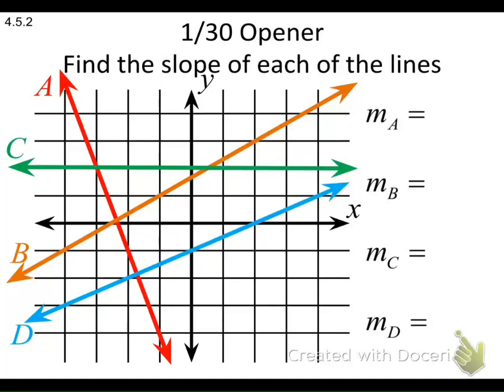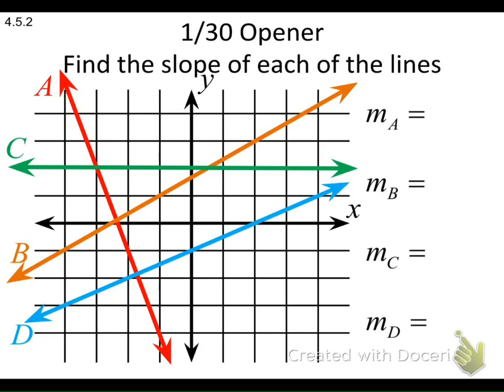So today's opener is over slope. The first part of your opener, the front side of your opener, is basically where you find the slope of each of the lines. So you're given the slope of line A.